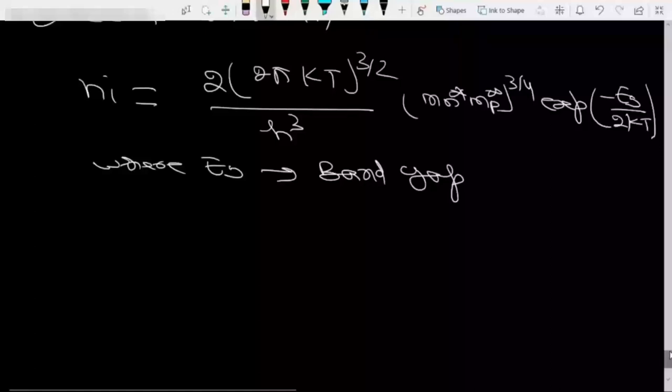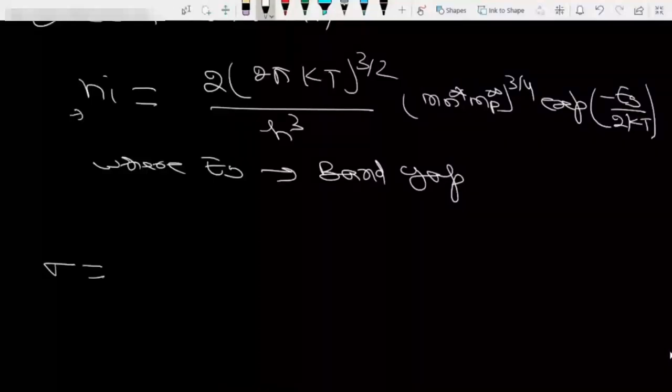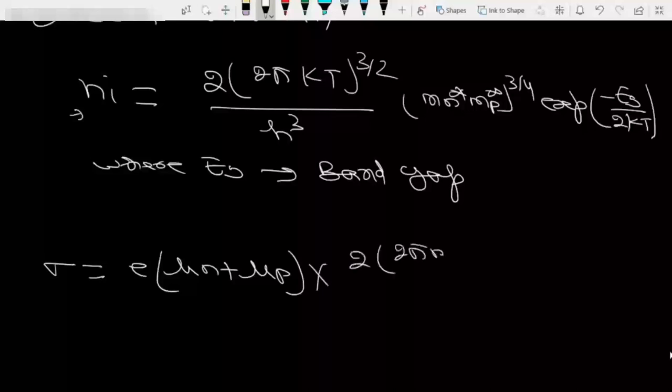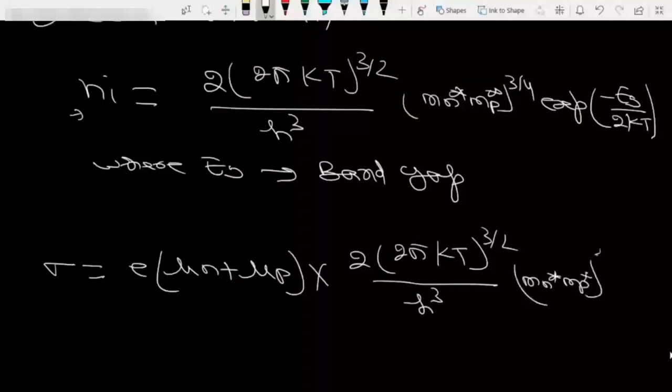So by putting this value in the earlier equation for conductivity, we get conductivity, which is equal to e (mu n plus mu p) into 2 (2 pi k T over h squared) to the power 3 by 2, into (mn star mp star) to the power 3 by 4, exponential of minus Eg by 2kT.